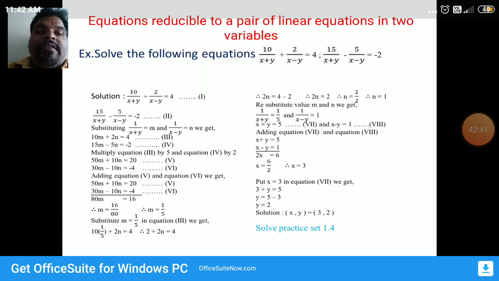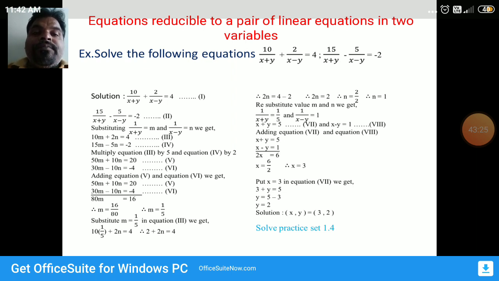The next point is equations reducible to a pair of linear equations in two variables. It means that some equations are not linear equations in two variables, but you can reduce them to a pair of linear equations in two variables. To take one example, solve the following equations. 10 upon x plus y plus 2 upon x minus y is equal to 4, and the second equation is 15 upon x plus y minus 5 upon x minus y is equal to minus 2. Now how to solve these two equations?